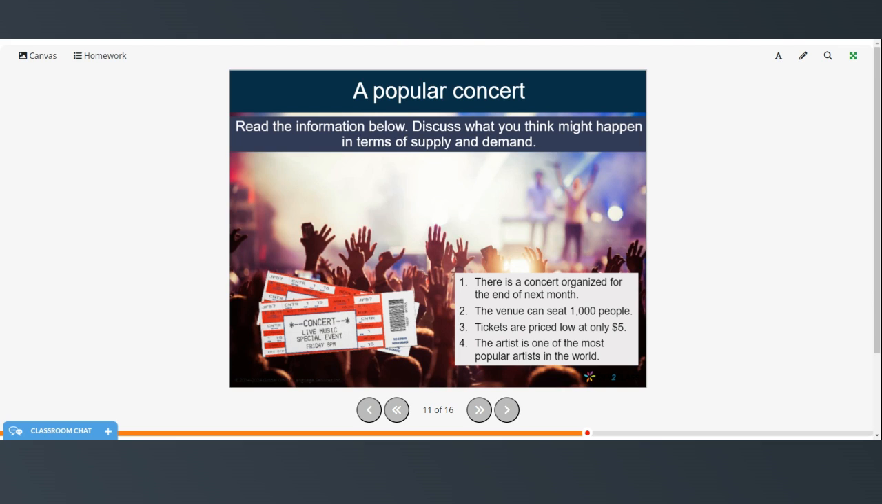People will buy the tickets because the price is low, and also because there's a limited supply. Now, because there's a limited supply, other people might be willing to pay more than the $5, and so then the demand would go up, and then that would also drive the price up.